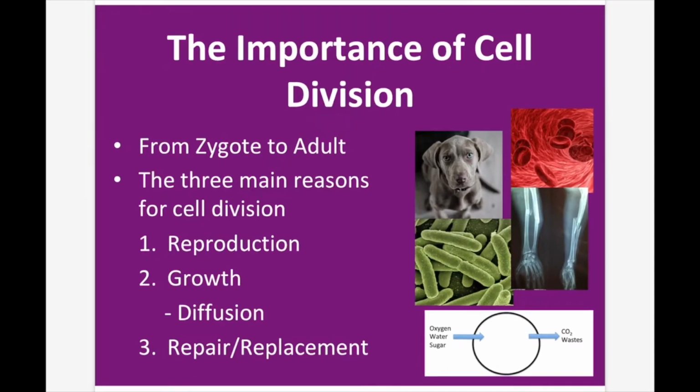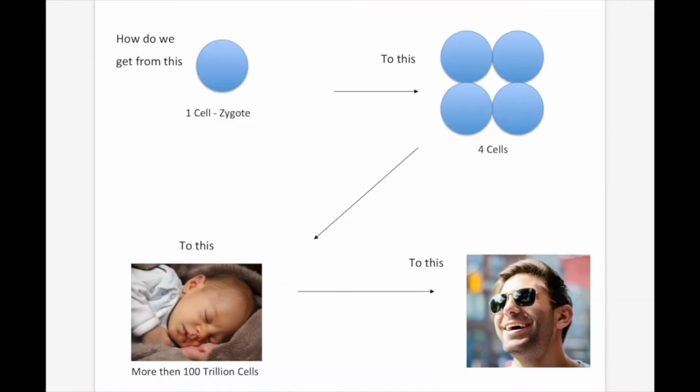The importance of cell division. In this lesson, we're talking about how we go from zygote to adult, as well as the three main reasons for cell division, including reproduction, growth, and repair and replacement. So how do we go from a single-celled zygote to a full-grown adult?